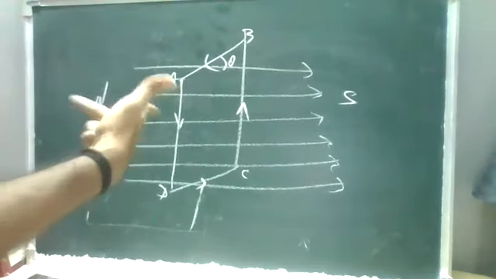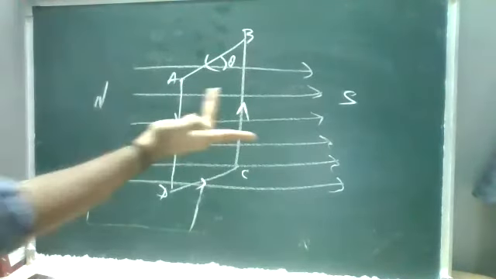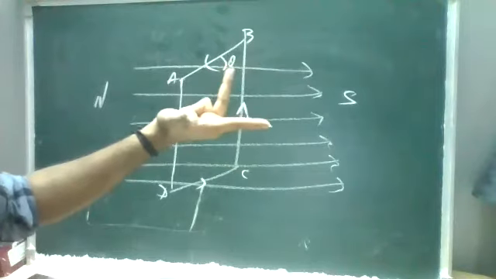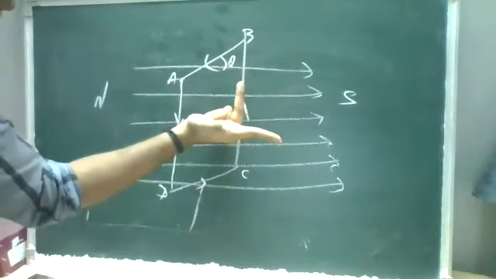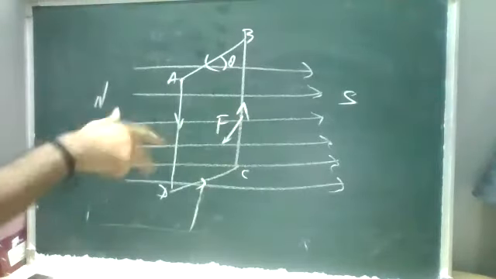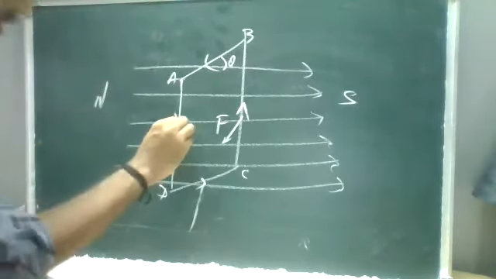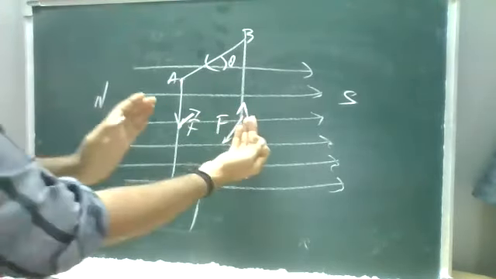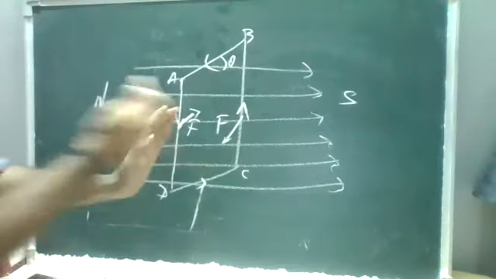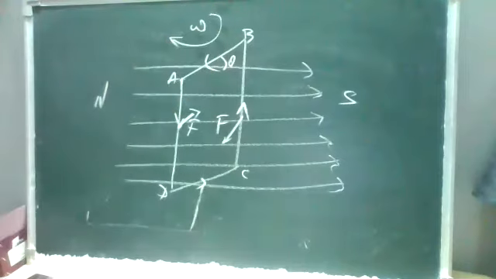Because of the movement, by Fleming's right hand rule, we have the current carrying conductor and the magnetic field. This is your magnetic field and this is your current carrying conductor. When I place it like this, the force will be in the outward direction. Here, the current is going inside, so there is a force acting inside. Because of this, it will try to rotate towards your left direction. So there is a torque acting on this, only in the AD and BC portions.